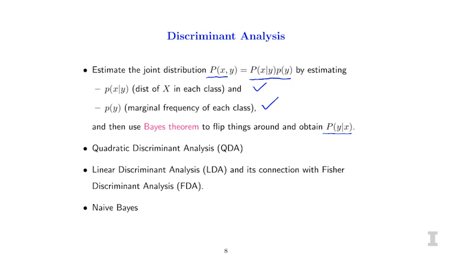Such a framework, where we learn a classification through this path, is often referred to as discriminant analysis. In particular, we're going to talk about three classification rules under this discriminant analysis umbrella. One is quadratic discriminant analysis, linear discriminant analysis, and naive Bayes. And we'll also talk about the connection between LDA and FDA.